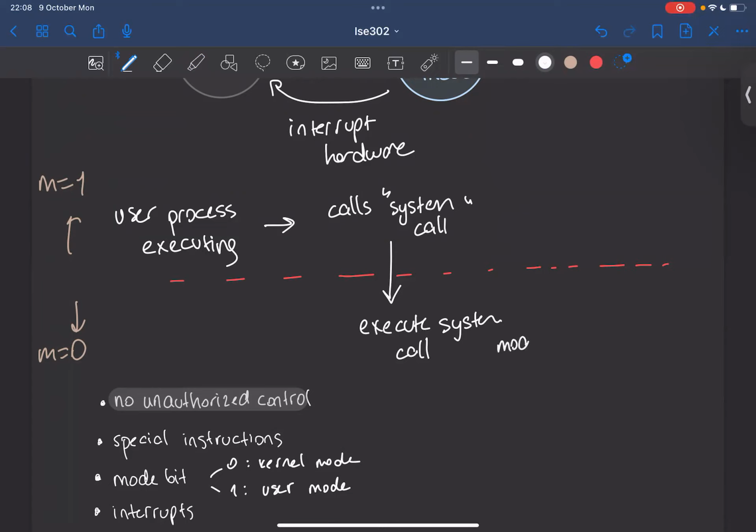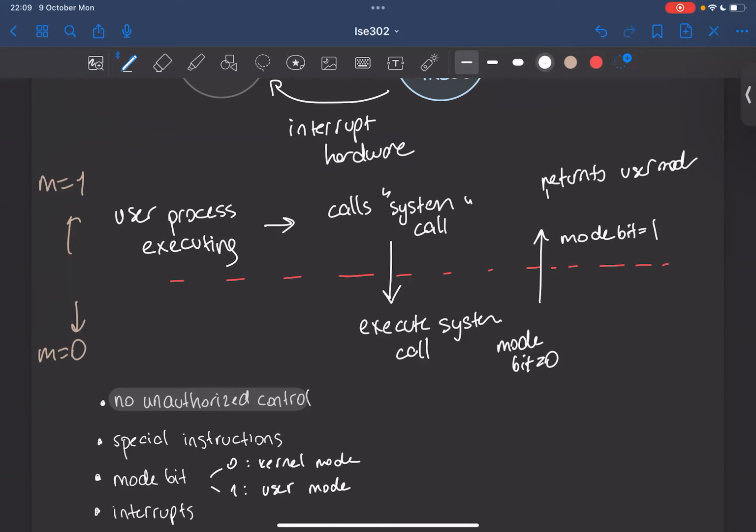So mode bit is 0. We are in the kernel mode. After the execution of system call, it returns to user mode by setting mode bit to 1 before switching to user mode, and then return to user mode. Okay, after that, mode bit becomes 1.